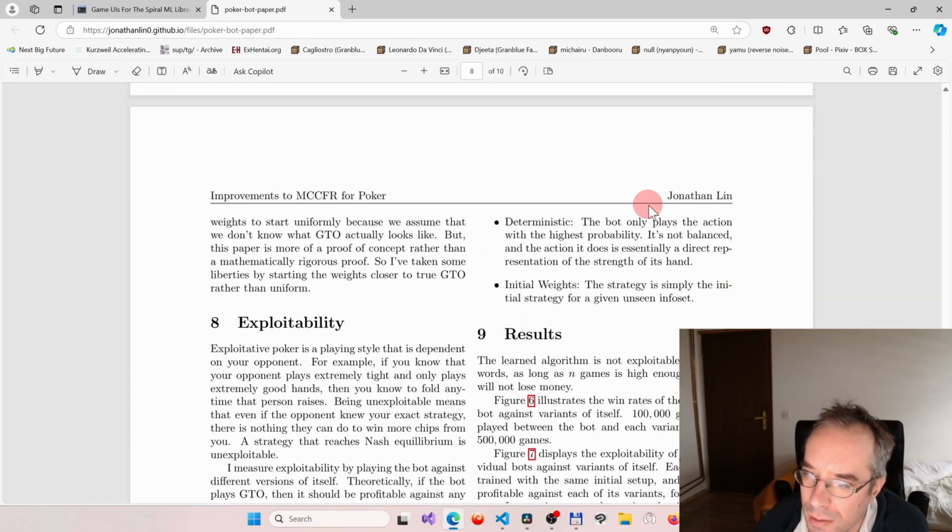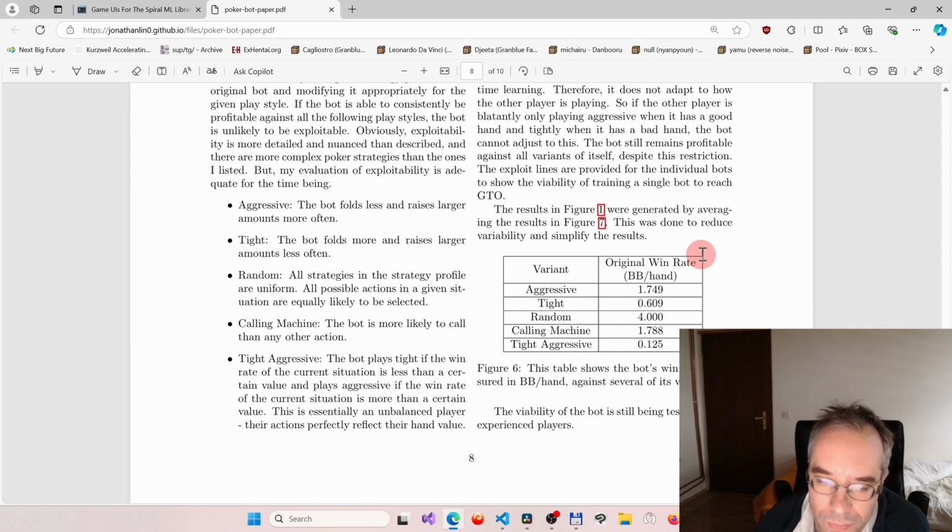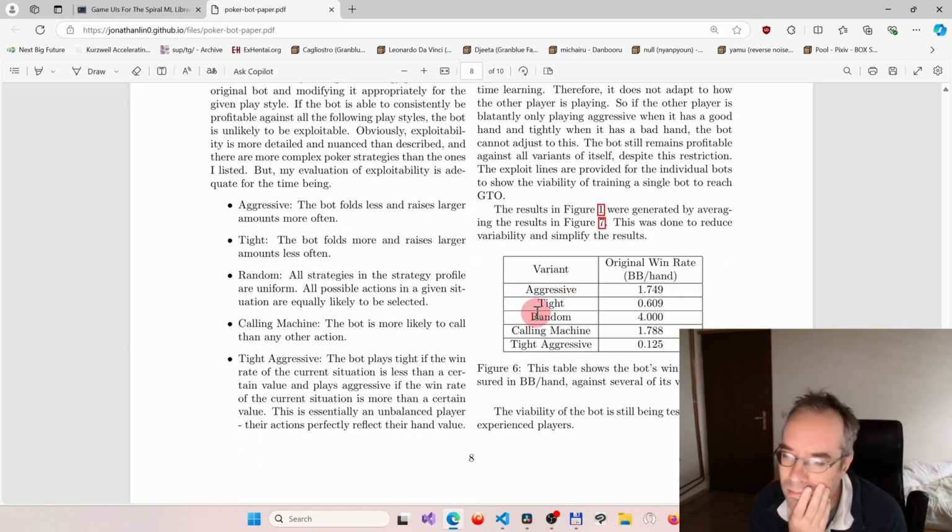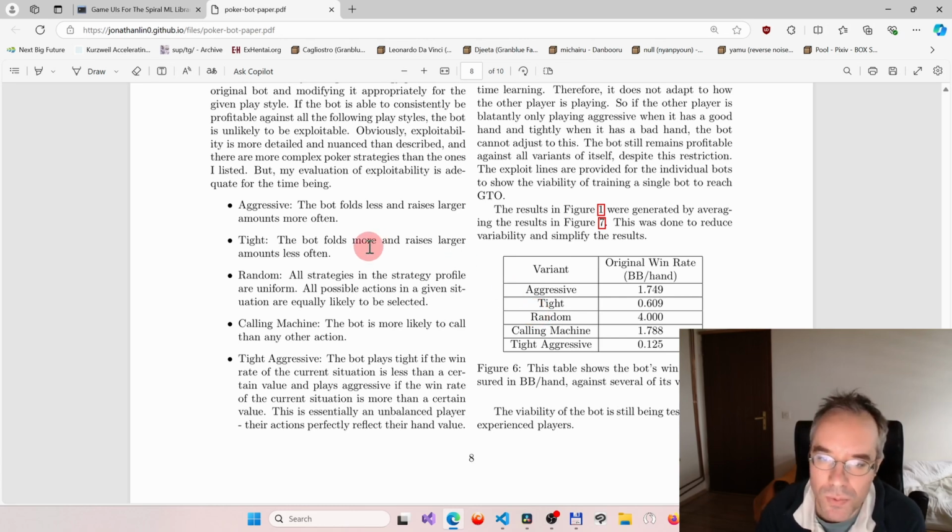So it doesn't have this deterministic player in the table. Maybe I should just ask him if he would share the source for this tight aggressive player. I'm interested in seeing how he implemented it. Maybe it would be easier to do than any of the other ones. Wait, what's this? Tight: the bot folds more and raises larger amounts more often.